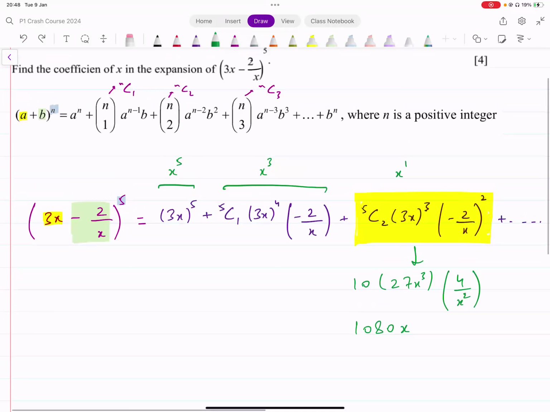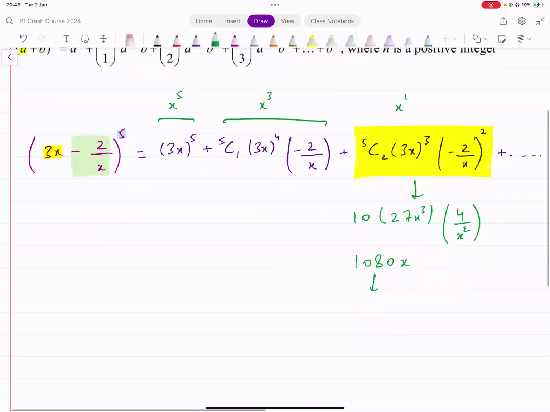We were looking for the coefficient of x. So what do we say about the coefficient? We say the coefficient of x, therefore, is equal to 1080. And that's all that we were looking for. This is our final result.